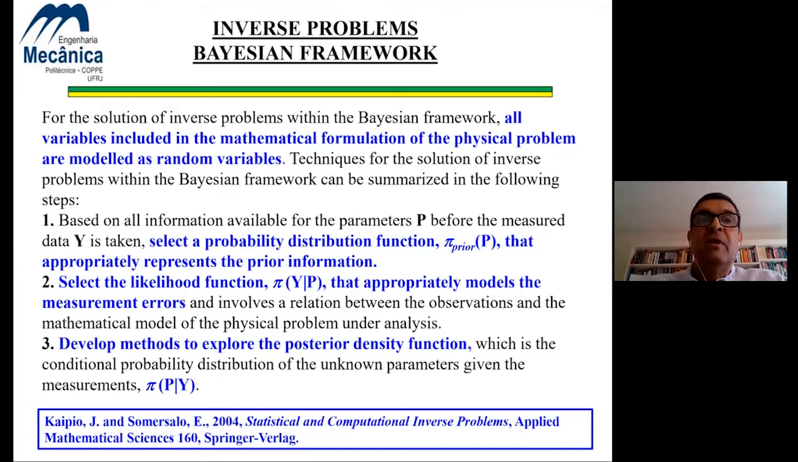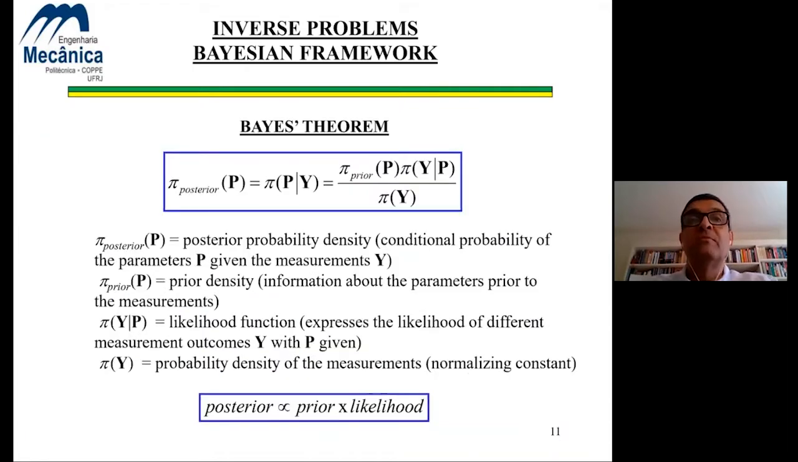And as the third step, we should develop methods to explore what is called the posterior density function, which is the conditional probability distribution of the unknown parameters given the measurements. The posterior is related to the likelihood and to the prior by Bayes' theorem. Although this mathematical expression of Bayes' theorem is actually attributed to Laplace. The density in the denominator of Bayes' theorem is called evidence, and it plays the role of a normalizing constant. But for most applications, the knowledge of the evidence is not required.